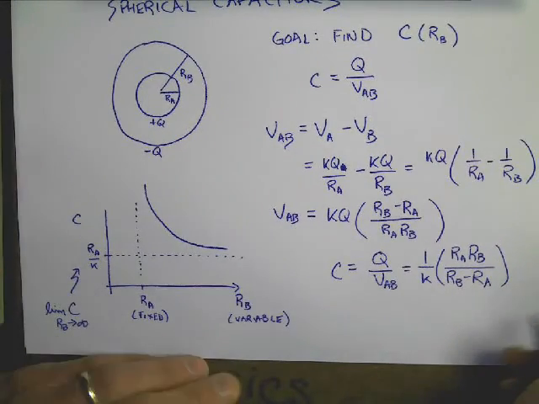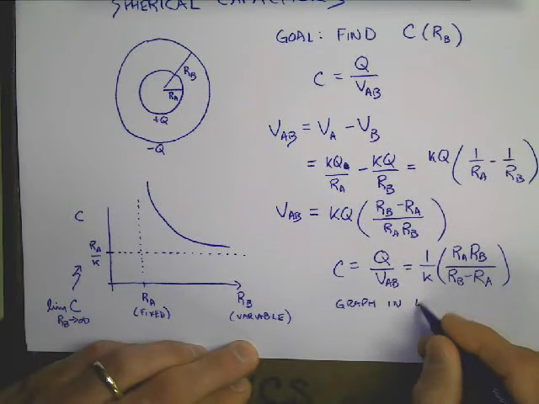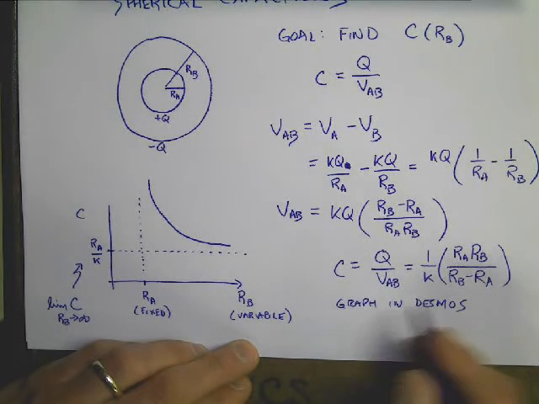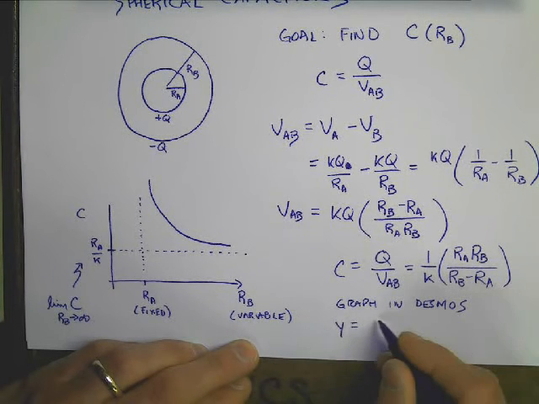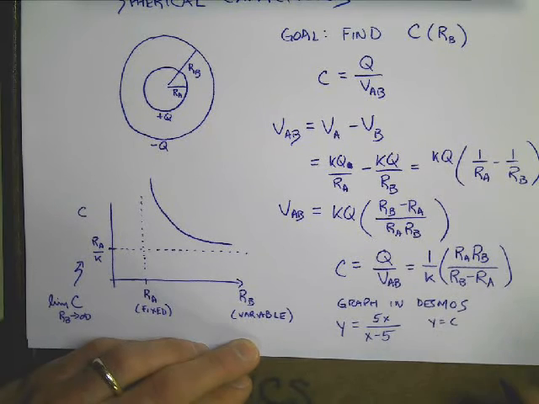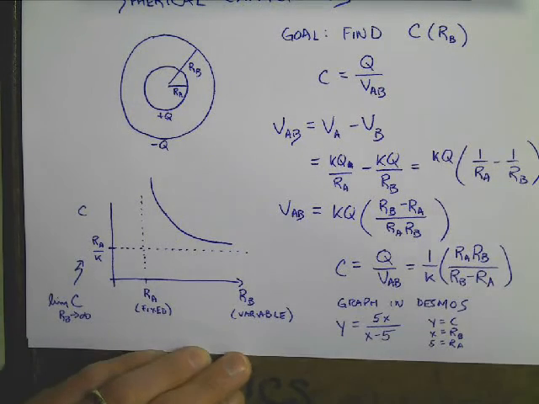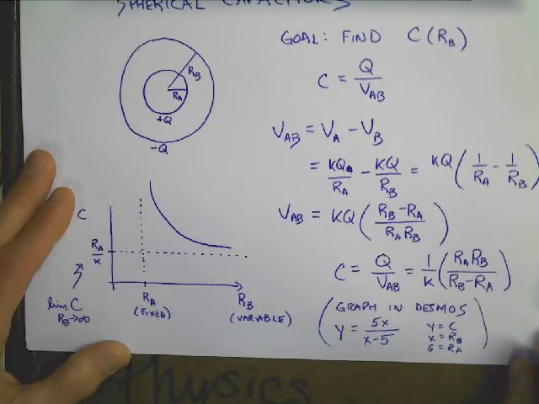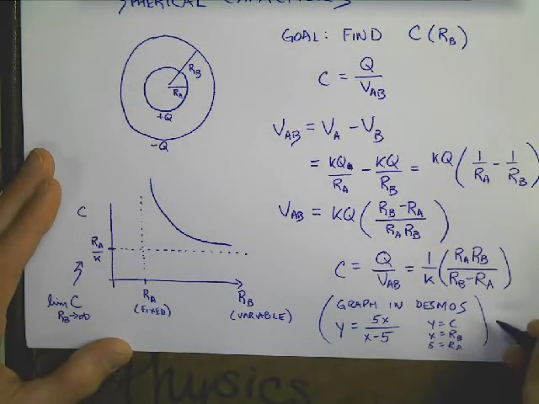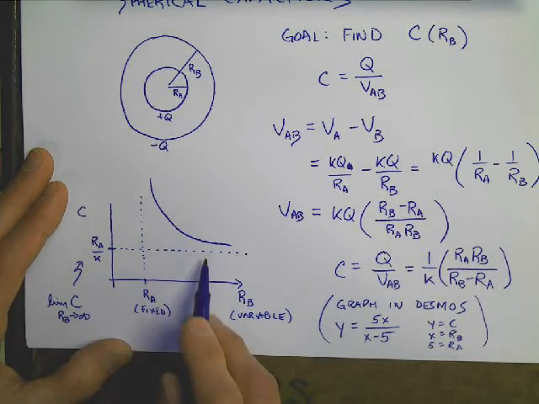I would encourage you, if you want to look at the mathematics of this, to graph this in Desmos. To keep it nice and simple, try to graph a function that looks like the one that we just derived: graph y is equal to 5x divided by x minus 5. It's kind of like y is equal to capacitance, x is equal to the radius B, and 5 is equal to the radius of A. I think it's good if you can see for yourself what a function like that looks like, and that it in fact has asymptotes. So I'd really highly encourage you to graph this function in Desmos and see that you get something like this.